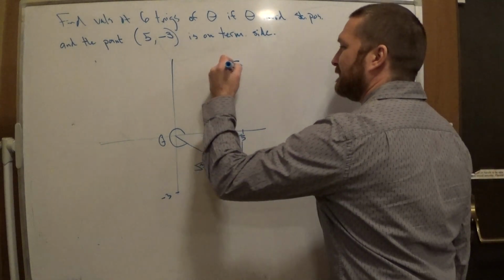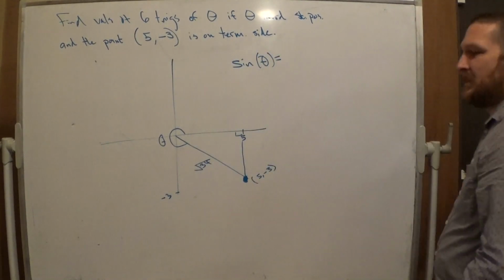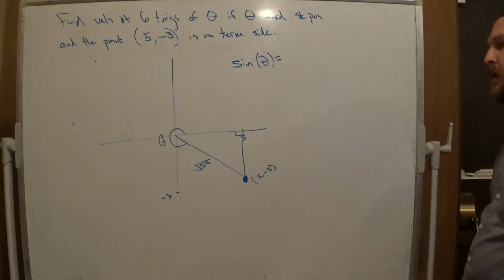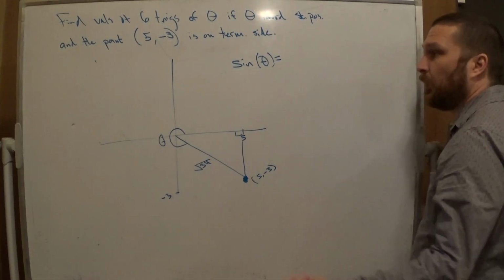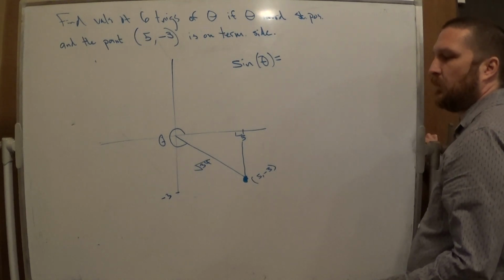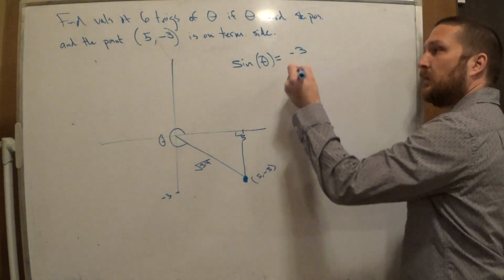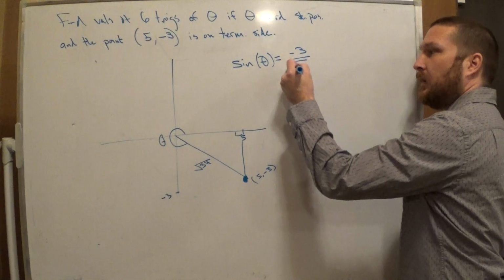So, sine theta equals what in this case? The y value, which is what? What is the y value? Oh, -3. -3 over 34. Right?